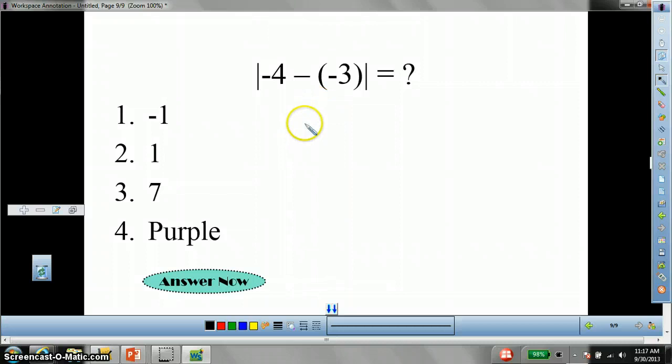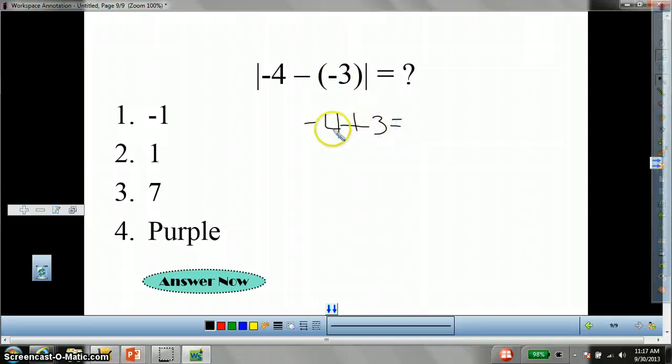The first thing we want to do is negative 4 minus a negative tells us that we are adding 3. Remember, when we're adding different signs, we subtract the numbers and keep the sign of the bigger number. So we've got 4 minus 3 is 1. And since 4 was the bigger number and it's negative, our answer is negative 1.